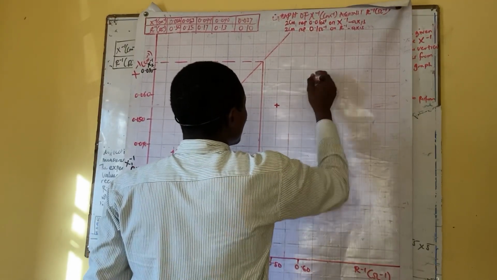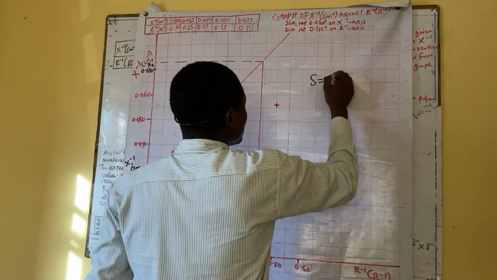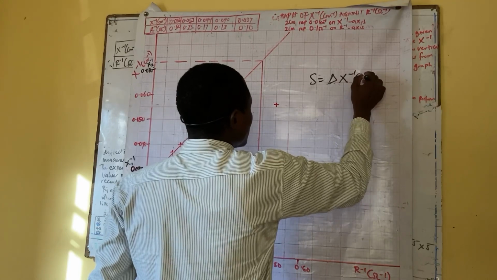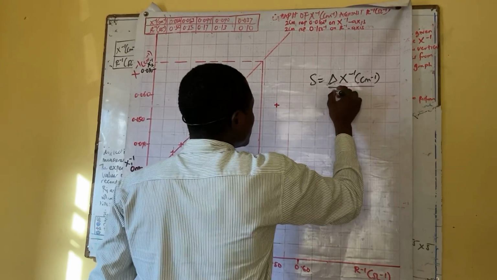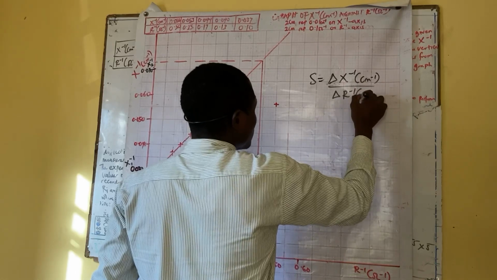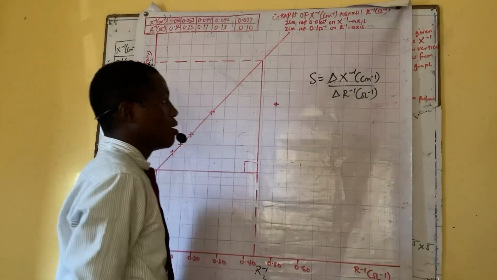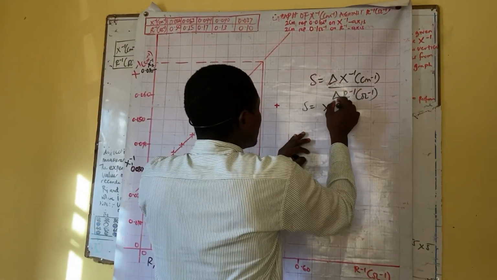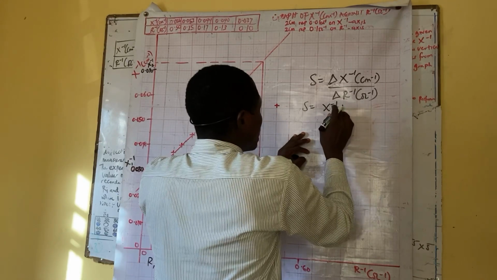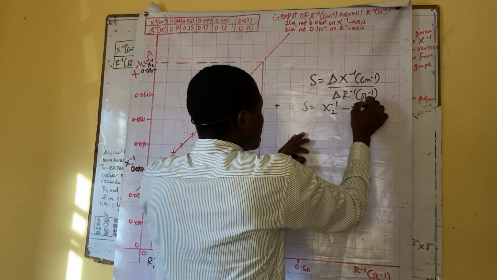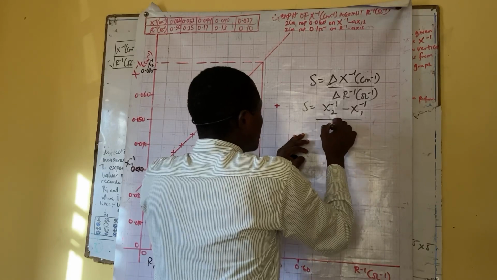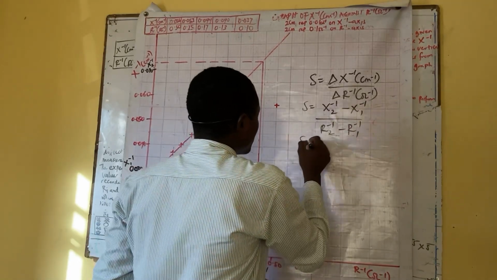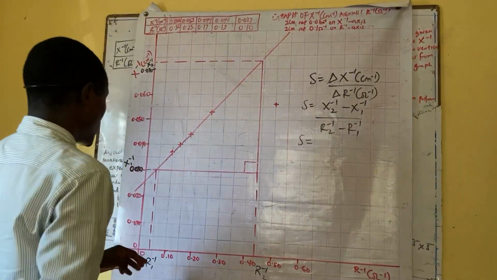We have slope is equal to change in S inverse over change in R inverse. So that is slope, the vertical over horizontal. So we have what? Slope equals S inverse 2 minus S inverse 1, divided by R inverse 2 minus R inverse 1. So slope is equal to, now what is your S inverse 2?